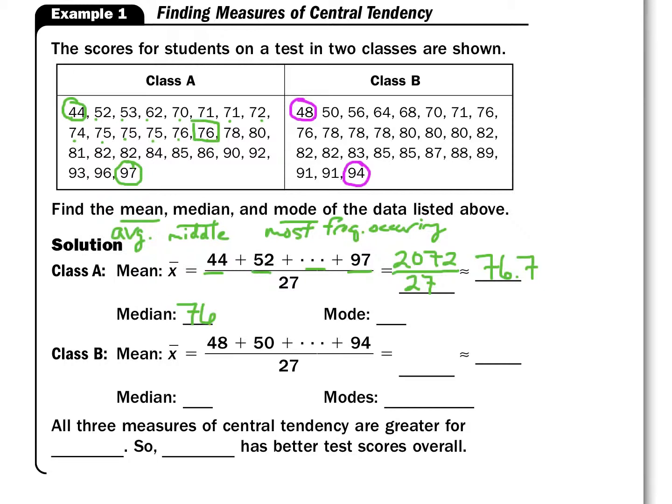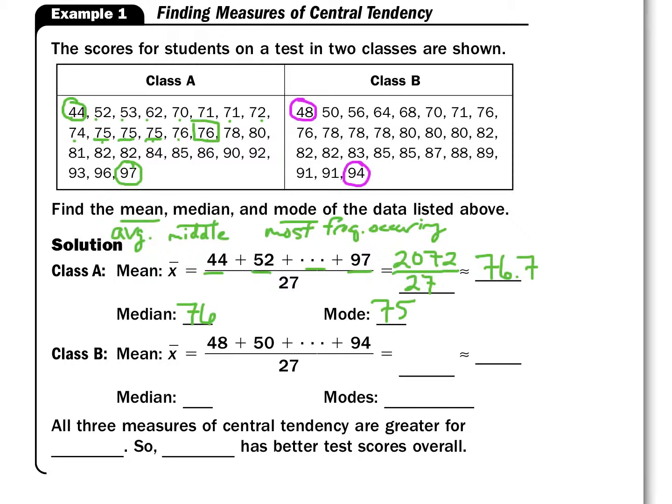And then my mode is my most frequently occurring number. Now, let's see, 76 appears twice, 82 appears twice, 75 appears 3 times. And there's no other value that occurs 3 times. So that means that my mode is 75, the most frequently occurring number.